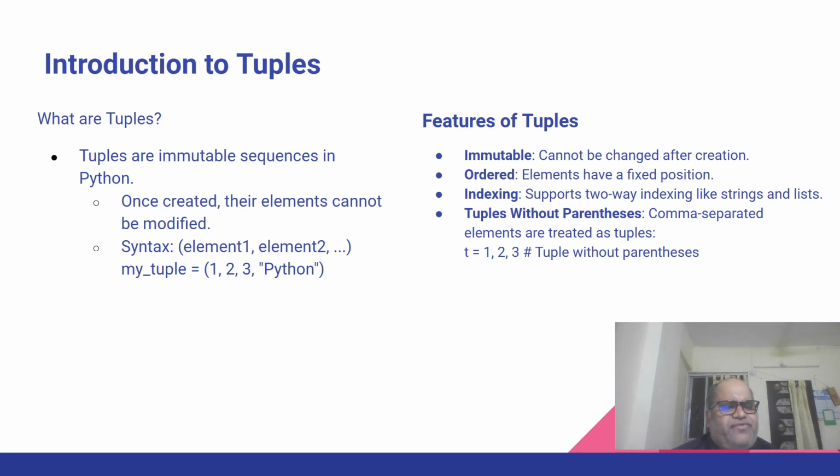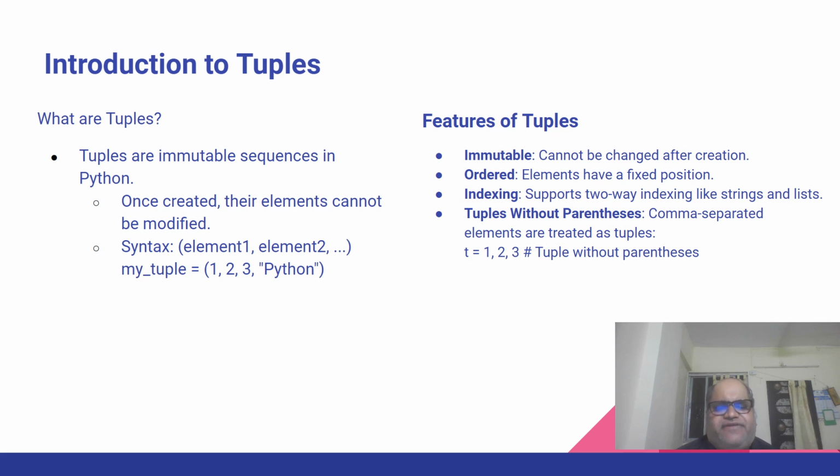We have been talking about immutable and mutable, right? As you might have seen, string and list are mutable. Tuple is an immutable sequence. And what does that mean? Once created, their elements cannot be modified. You can do a reassignment, for example, my_tuple = (1, 2, 3, 'Python'). You can assign to my_tuple something completely different, say (4, 5, 6, 'Java'). But you can't say my_tuple[1] is equal to something. That will not be allowed.